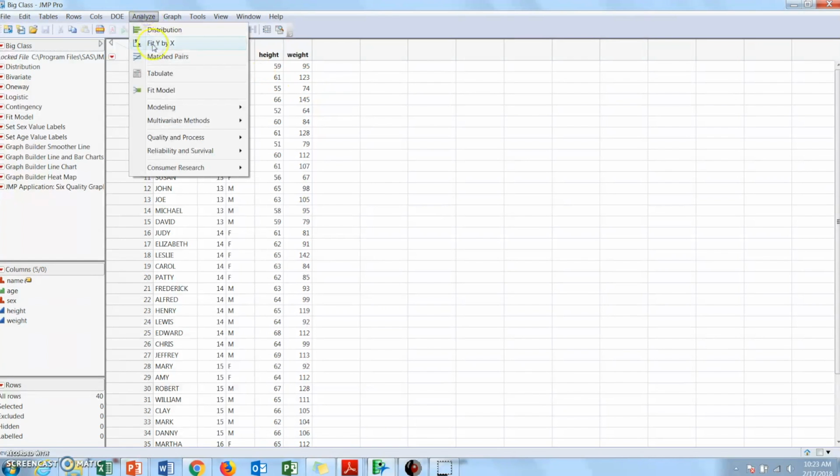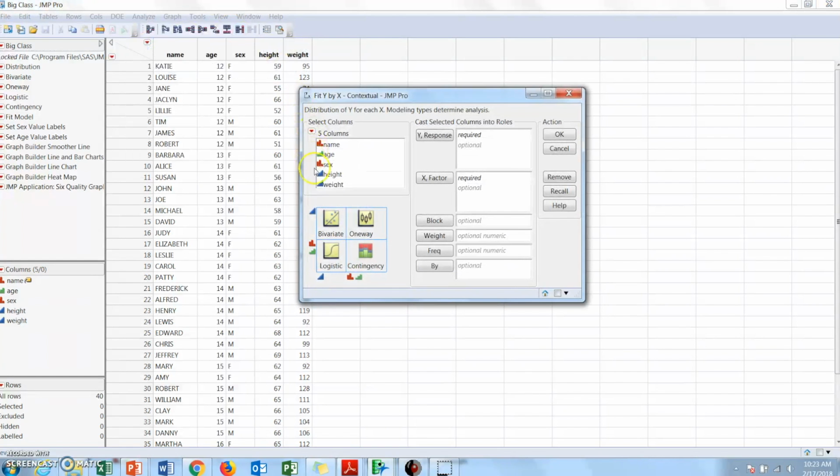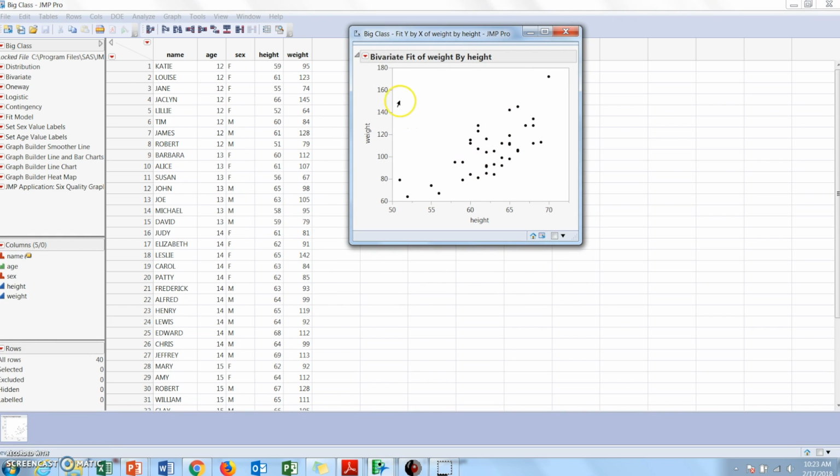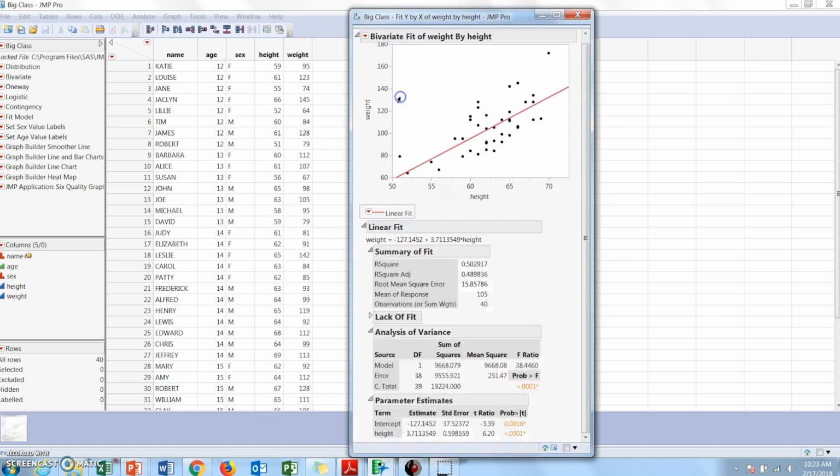So we're going to analyze, Fit Y by X. We're going to put the weight as the Y and the height as the X, and you can see it's going to choose a bivariate model. Click OK. Here's the plot, and to see what the linear regression will look like, we're just going to do the Fit Line. So it puts this line in here, and then you can see this equation, which is the equation that it comes up with that's similar to the one that I showed you in the PowerPoint before.